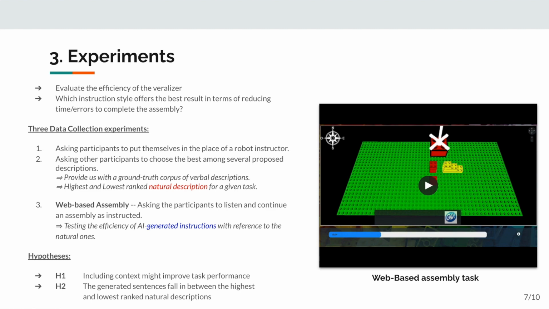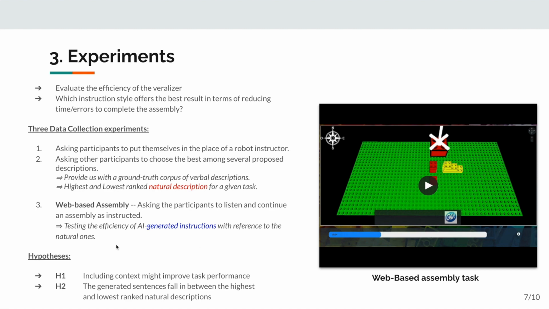Now, to evaluate the efficiency of the verbalizer and to find out the impact of introducing context when instructing a human, we did 3 experiments. The first 2 were just to provide us with a ground truth corpus of verbal descriptions and give us the highest and lowest ranked natural descriptions for a given task. And we will only go into detail for the third one, which is a web-based assembly, asking the participants to listen to the instruction and continue the assembly as instructed.